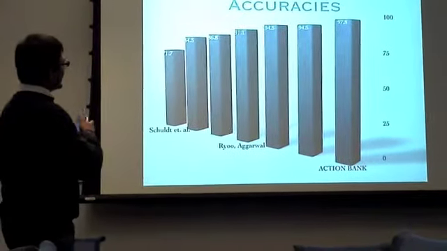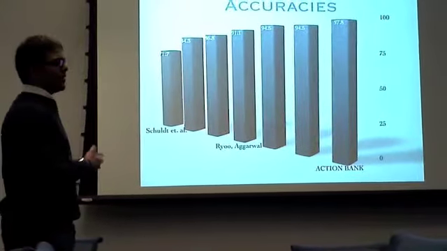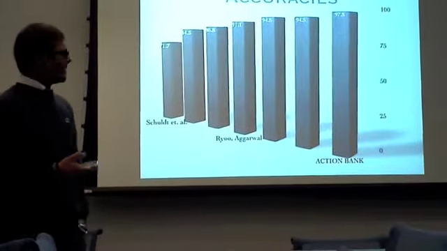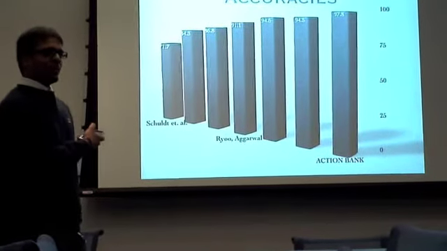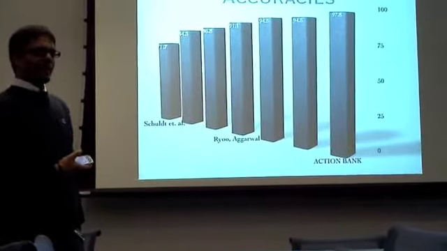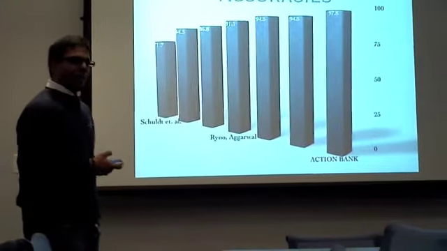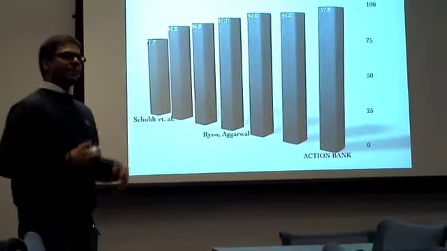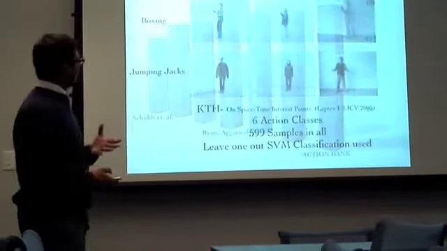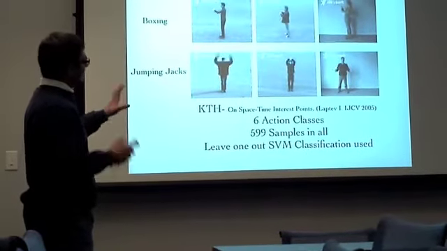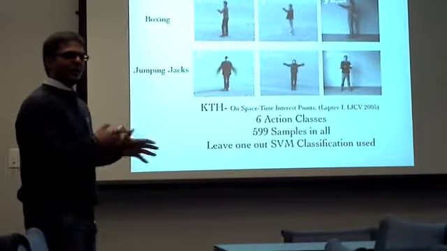Now, the first data set that I tried this method on was the KTH data set. It's a very standard data set, and we did pretty well on it. The accuracy that we got was about 97.8% on average. But the problem with KTH is it's a very simple data set. When I say a simple data set, a lot of the actions are in very controlled settings.